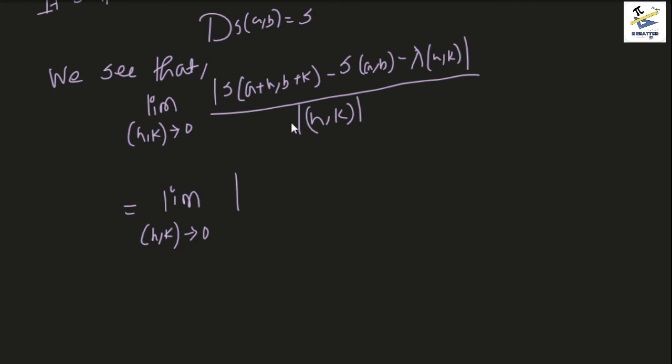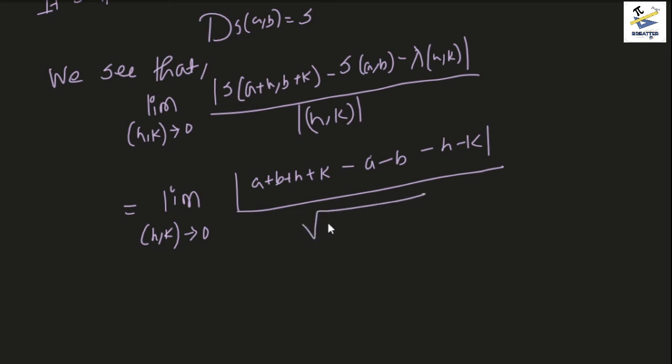Well, s of a plus h comma b plus k is basically equal to, since s of x comma y is defined like that, a plus b plus h plus k, this is like minus a minus b, and lambda of h comma k, since we want the derivative to be itself, it's basically minus h minus k, divided by root over h squared plus k squared. But this is equal to 0 since the numerator is 0, and therefore it is proved that ds of a comma b is simply s.